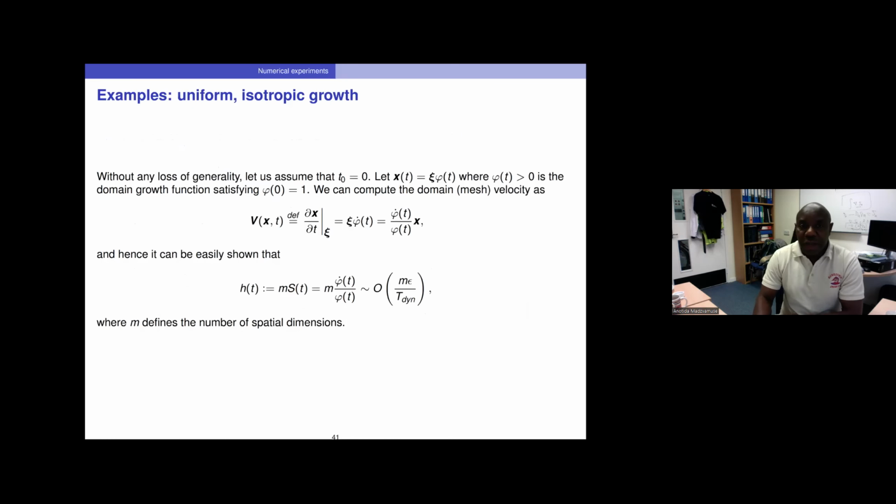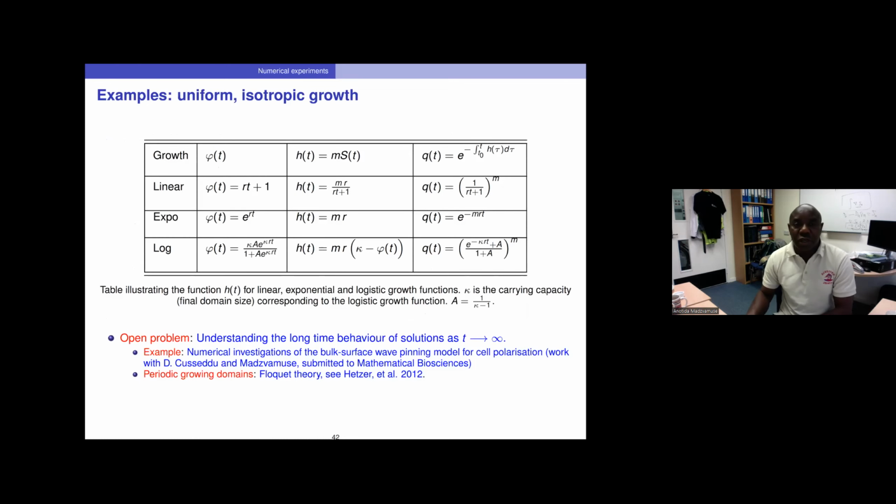In the interest of time, I'll just show you some examples of what I was talking about. For the growth rate phi, you have linear, exponential, logistic. You can compute the h of t, you can compute the q of t, and I have some open problems here in understanding the long-term behavior of solutions as t goes to infinity. For the logistic, for example, phi of t converges to kappa, and kappa minus kappa will be 0, so h of t will tend to 0.